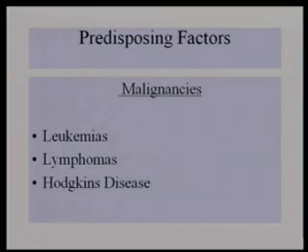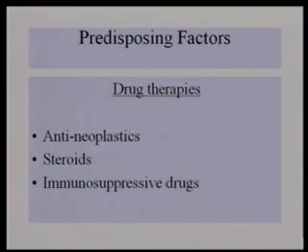One old professor used to say, for a compromised host, there is no such thing as a non-pathogenic fungus, or for that matter, bacteria either. The predisposing factors mostly, again, I'm not going to ask you to remember all these things, but just to have these ideas in the back of your head. Leukemias, lymphomas, and Hodgkin's disease, and malignancies make these people susceptible to fungus infection. Drug therapies like antineoplastics, steroids, and immunosuppressive drugs all make the host compromised, and they get infected.